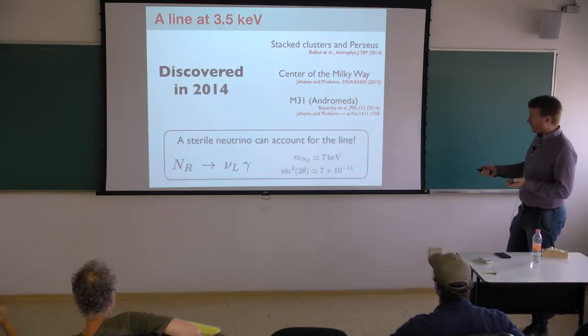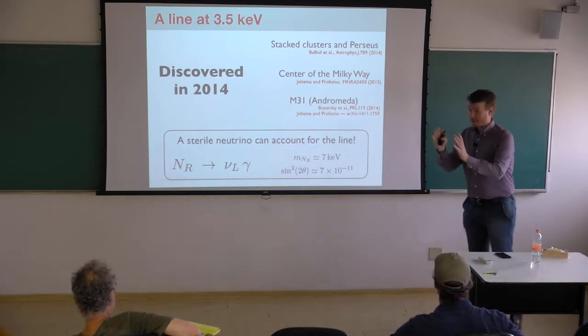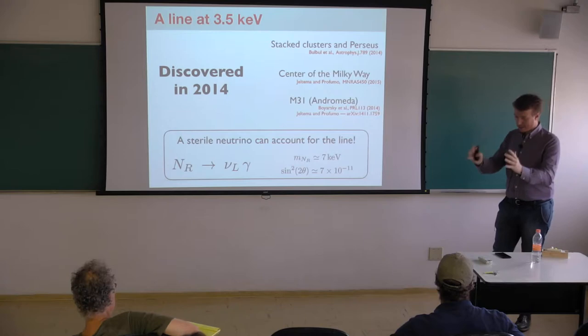And the reason why there was a line, now I come back to your question. So now we have a signal. The signal is a line of 3.5 keV.